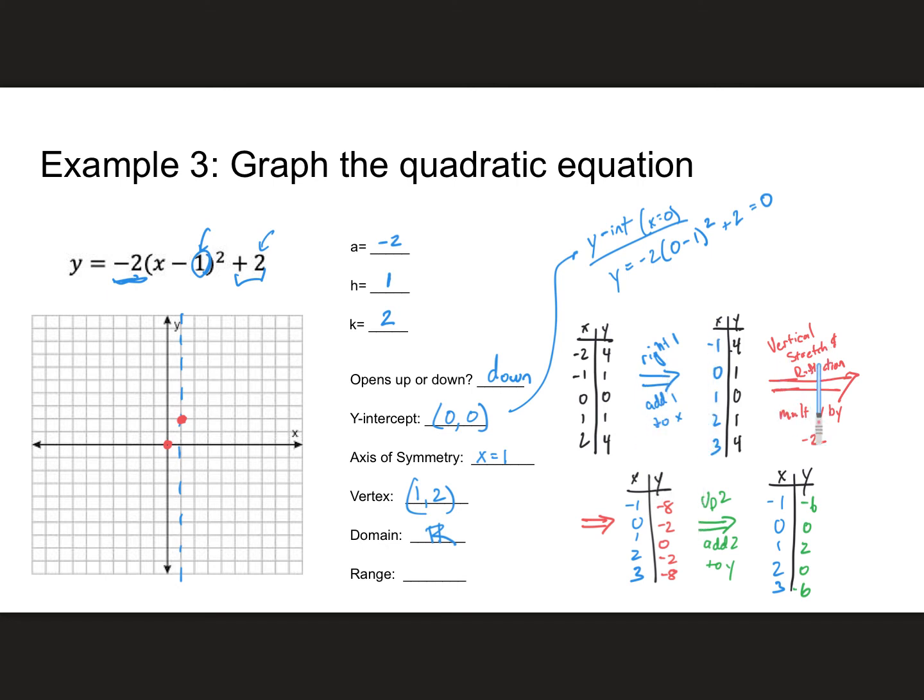We're doing a vertical stretch and reflection. So that means we're going to multiply the y values by -2. That's how I'm coming up with these numbers. Finally, we move it up 2 units, which means adding 2 to the y values like this here.